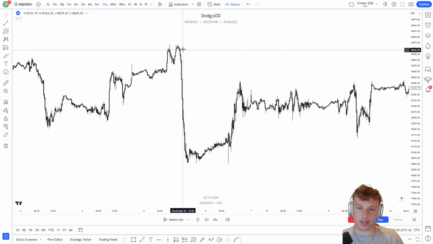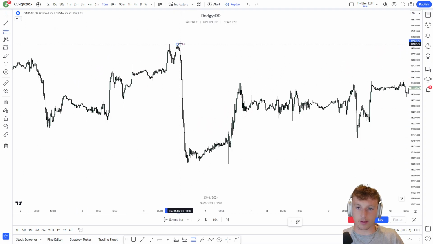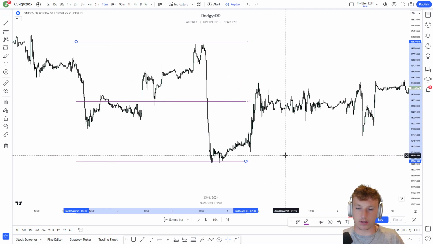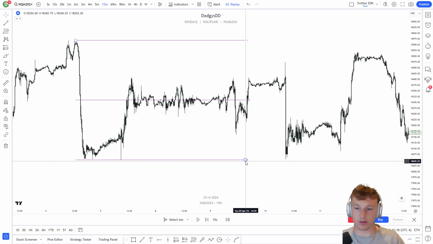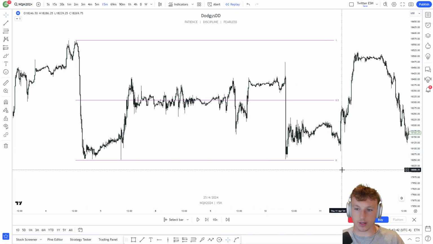Same thing with this. We got a nice impulse like here. We just dump all day. If I draw a discount the premium from this high to this low, you can kind of see every single time we get the premium, we get some sort of reaction. Okay, so you can see how much on premium price wants to dump.